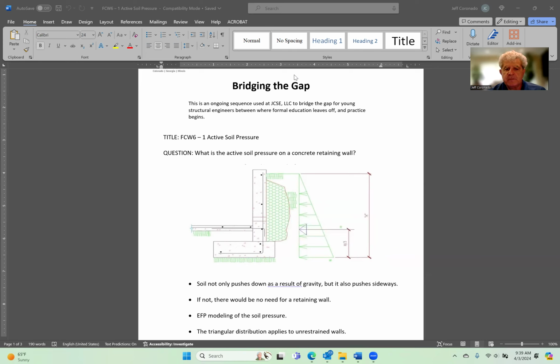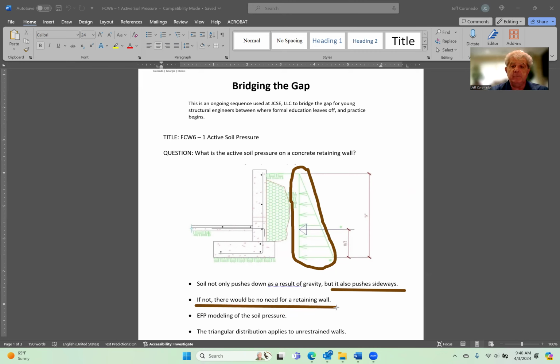It's really what we're showing with all of these arrows. See all the arrows in green? That's the lateral pressure, the sideways push that the soil exerts on the retaining wall. Now, if soil didn't push on a retaining wall in a sideways fashion, there would be no need for a retaining wall, right?